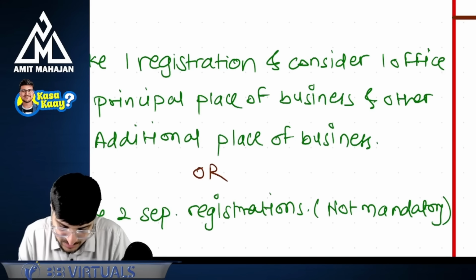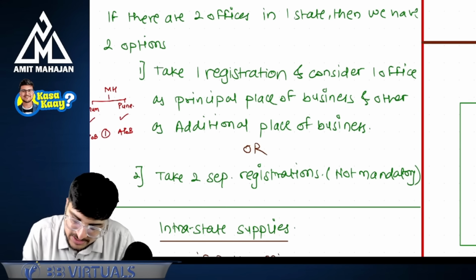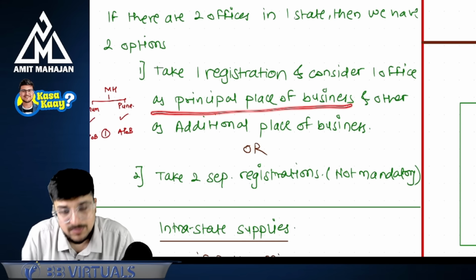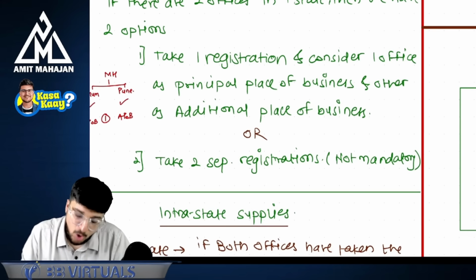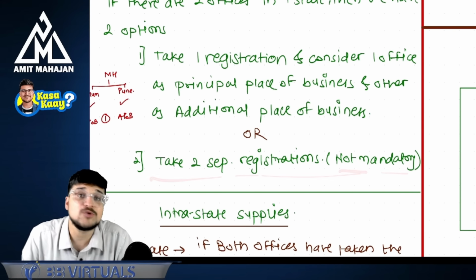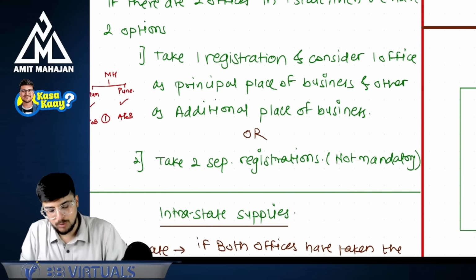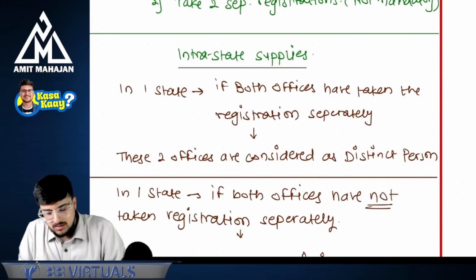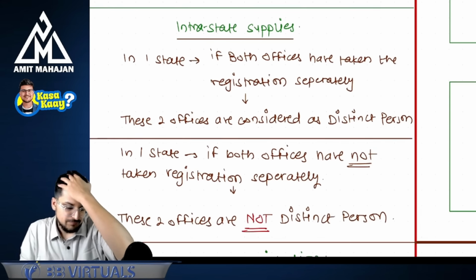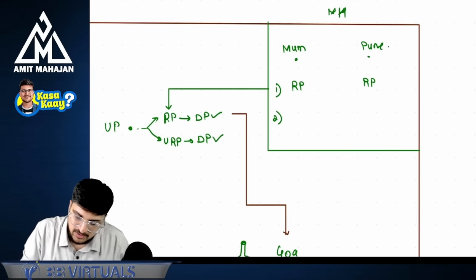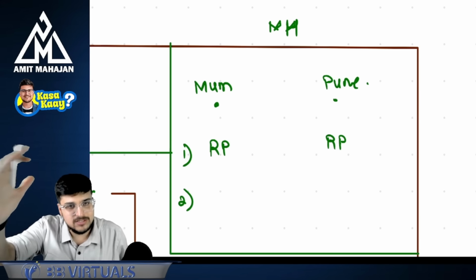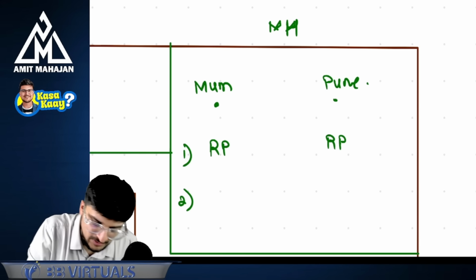Perfect. I have written this here. See, take one registration and consider one office as principal place of business and the other as additional place of business. Or take two separate registrations, but it is not mandatory. Okay, no problem. See, if it is intrastate supplies, I will explain you with this master chart. You must have done this once, but I'll just explain you with examples.